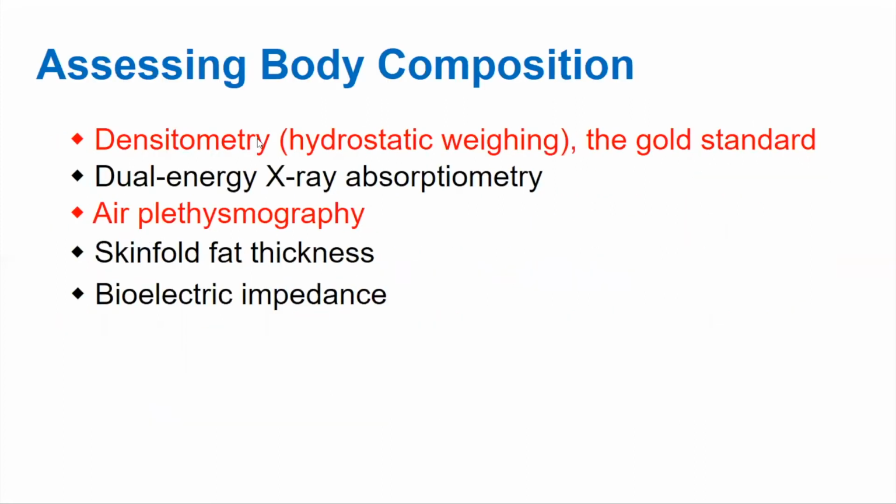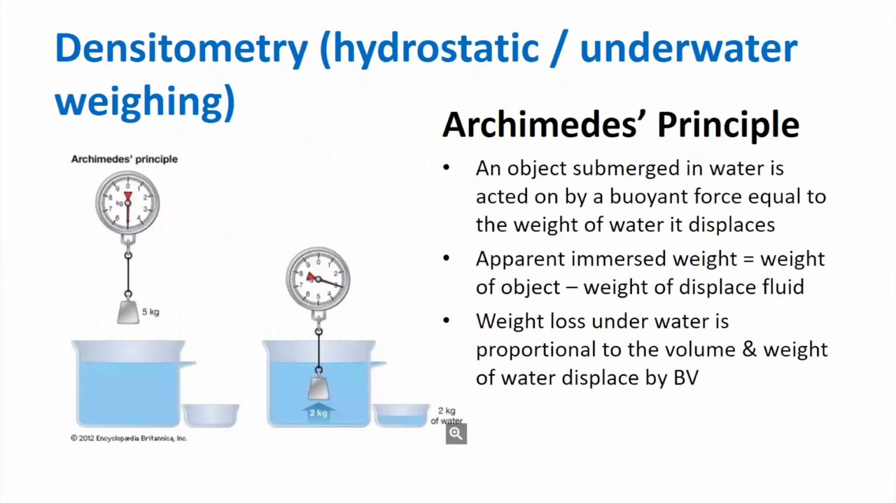In this section, we're going to examine hydrostatic weighing or underwater weighing, which is the gold standard, and air plethysmography. These two methods use density in their methodology. So the first method we're going to talk about is underwater weighing or hydrostatic weighing. This is based upon Archimedes' principle.